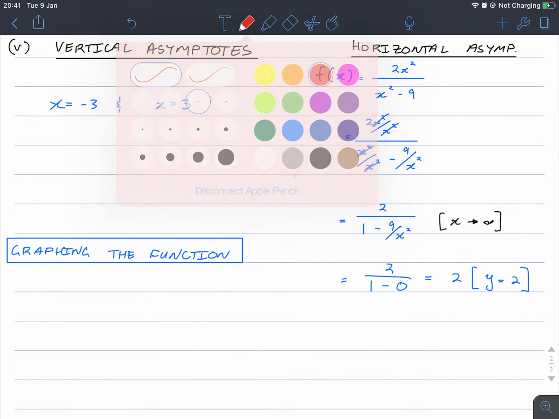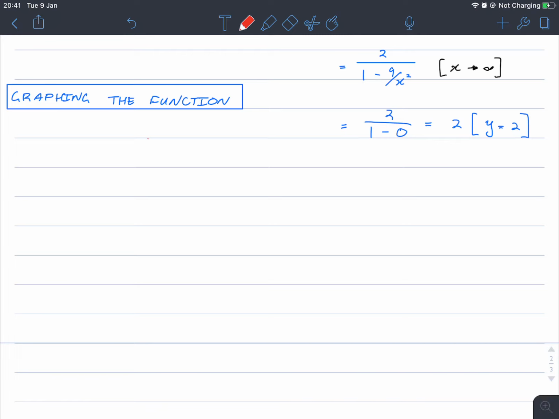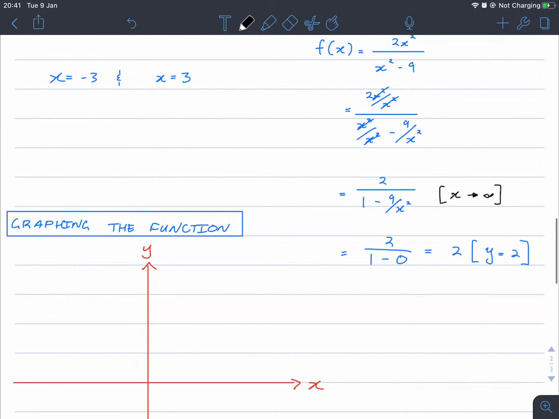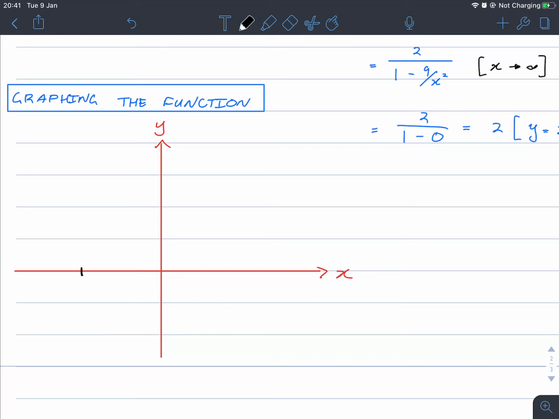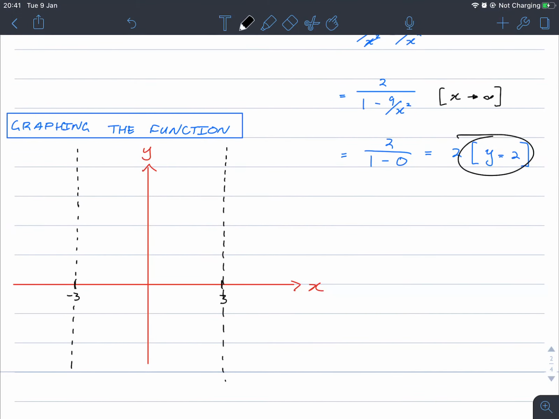Now putting everything together, we need our Cartesian plane. It's my x, it's my y. I know there's a vertical asymptote at -3 and +3. So here's my -3 here, and my +3 here. For a vertical asymptote, we draw a dotted line like so. And also we have a horizontal asymptote at y equals 2. Let's draw that in approximately here.